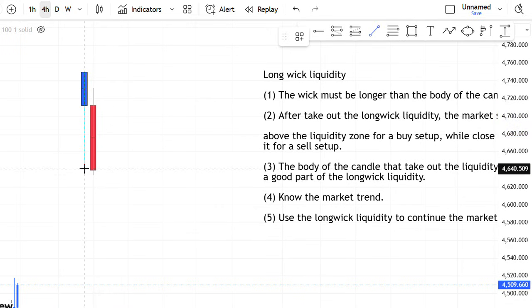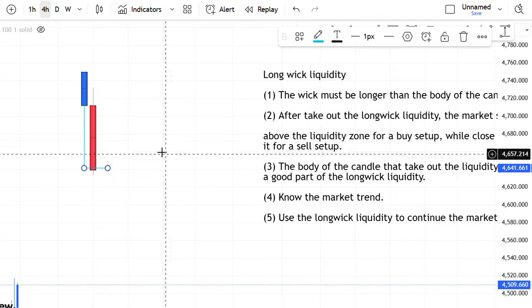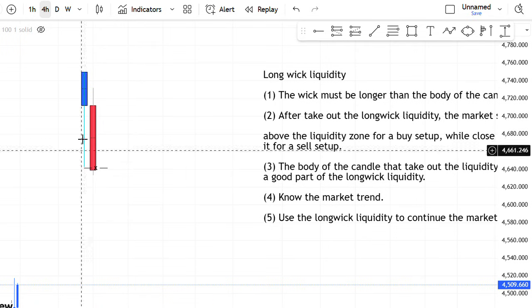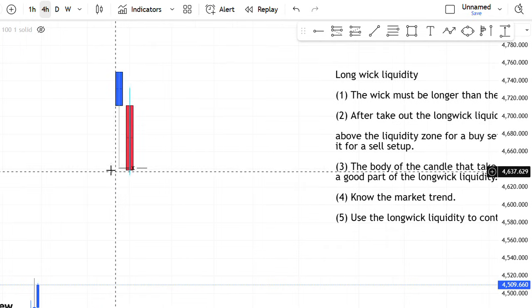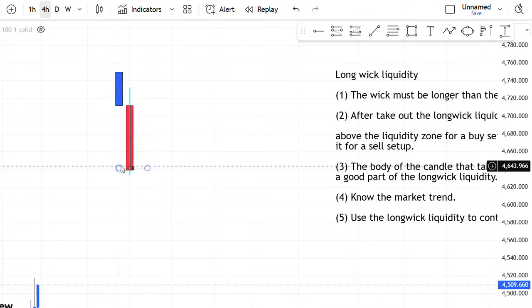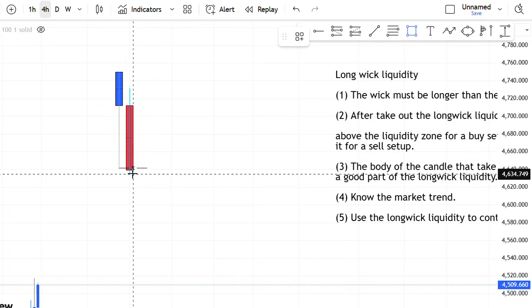Right. This was supposed to be our liquidity. In the case of buy, if the market closed with a body above this liquidity form, there's a high chance that the market will continue in the form of sell.